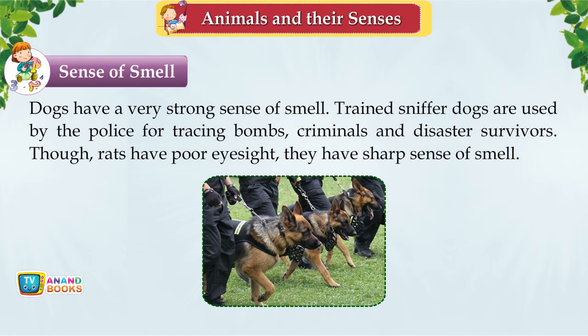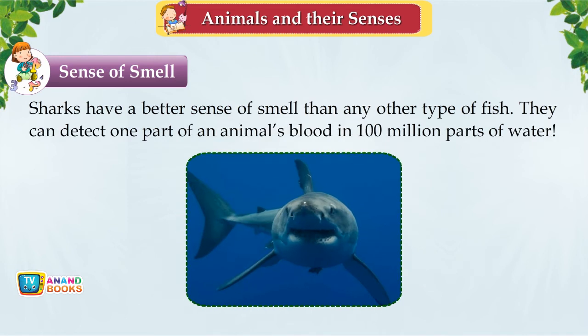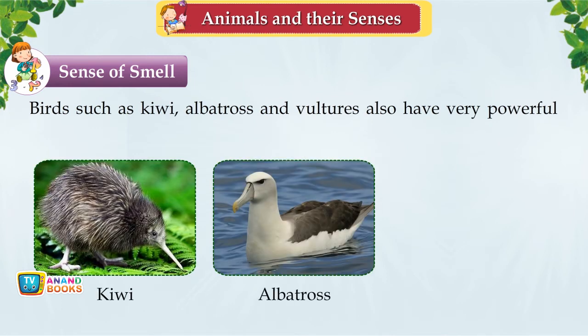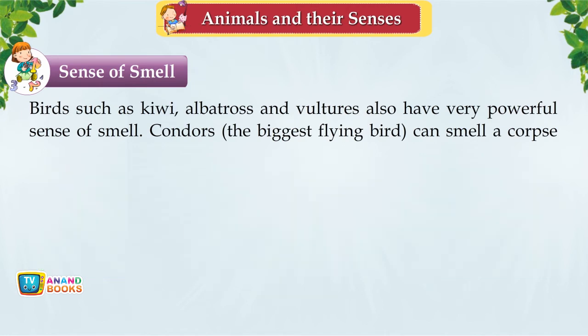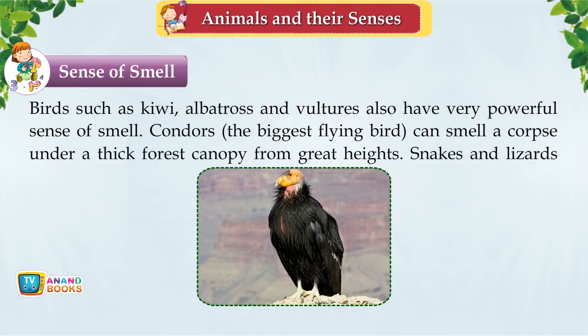Though rats have poor eyesight, they have a sharp sense of smell. Sharks have a better sense of smell than any other type of fish. They can detect 1 part of an animal's blood in 100 million parts of water. Birds such as kiwi, albatross, and vultures also have a very powerful sense of smell. Condors, the biggest flying bird, can smell a corpse under a thick forest canopy from great heights.